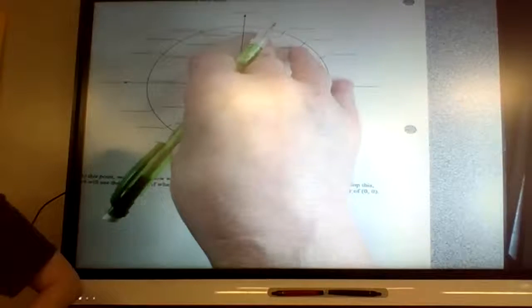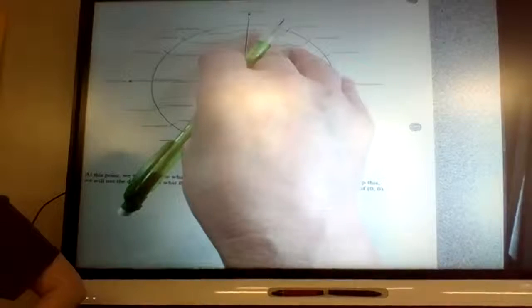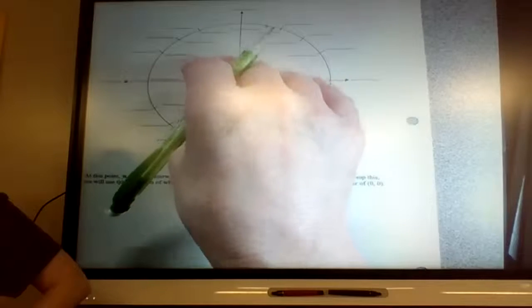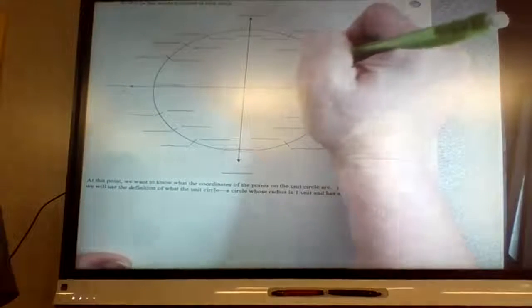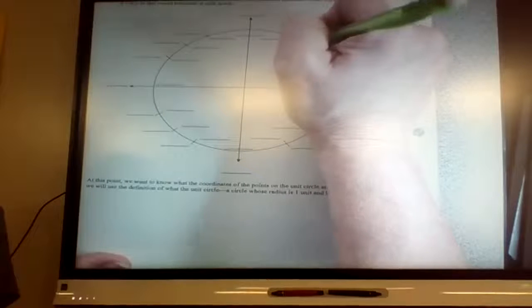Now, on the inside, go through and write those radian measures again. On the inside. So we just flip it? So you're going to write all your radian measures. It'll help you memorize them.